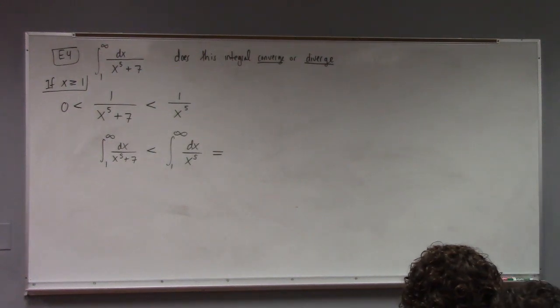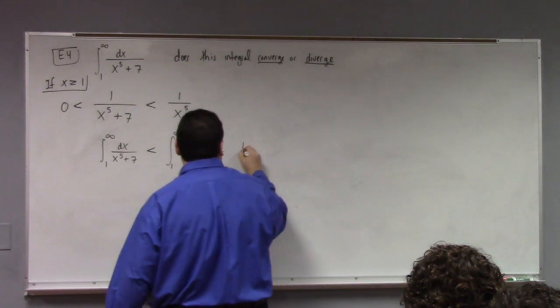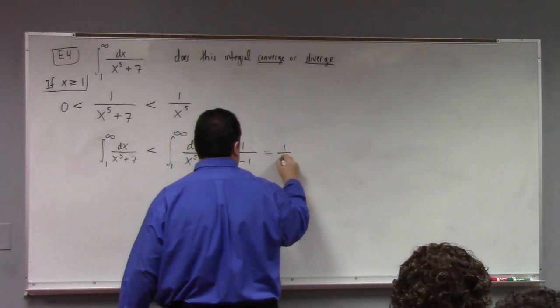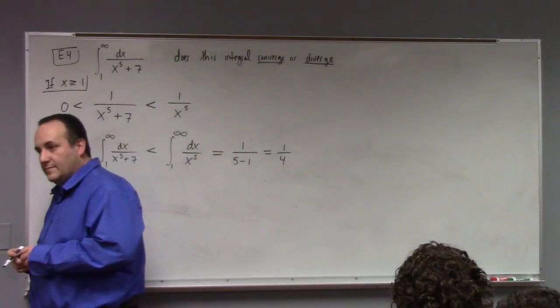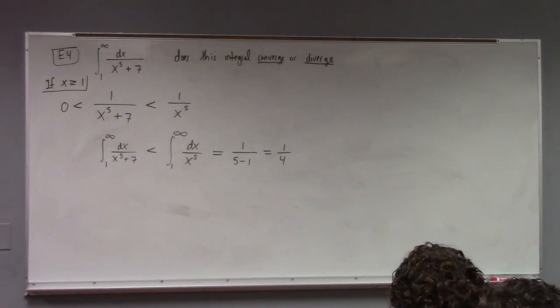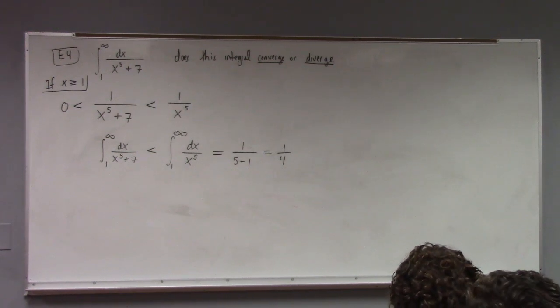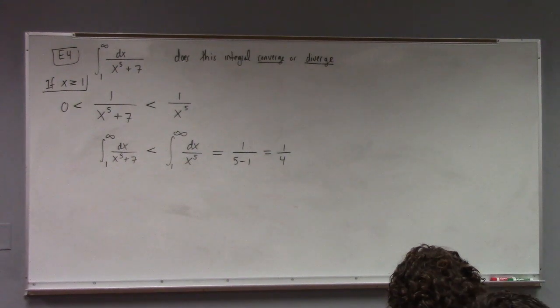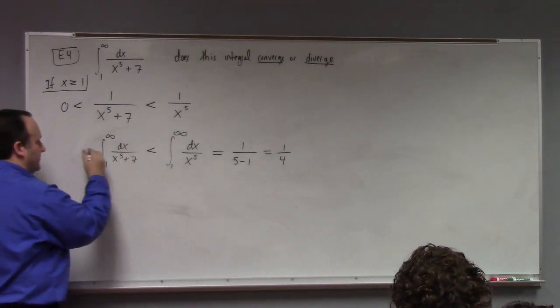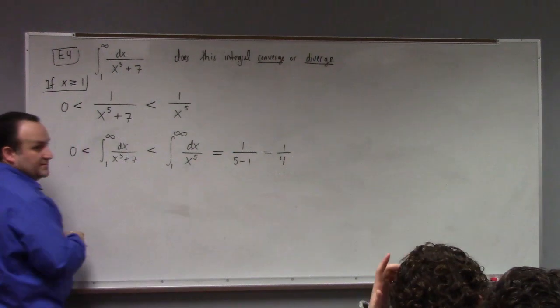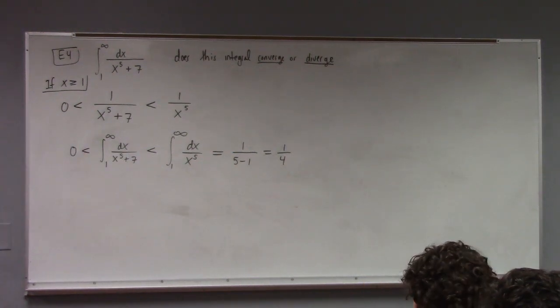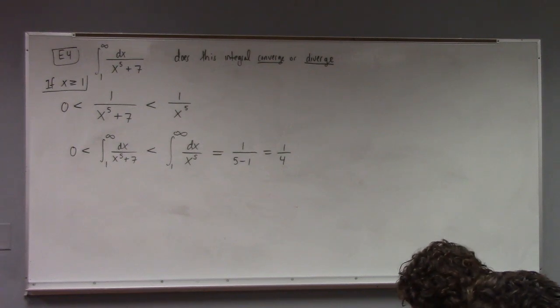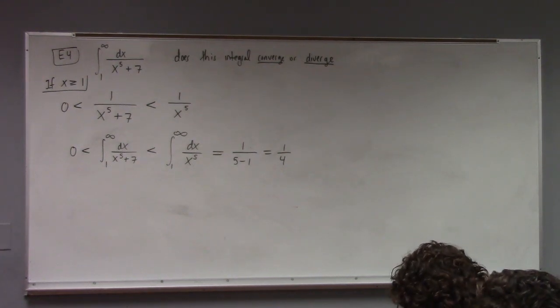It's 1 over 5 minus 1. P equals 5. Now, logically, that implies that, yes, this integral converges, because it's smaller than an integral which converges. So if we have the integral of a positive thing, and you can compare it to a larger function whose integral over the same domain converges, it then follows that the integral you're looking at converges.